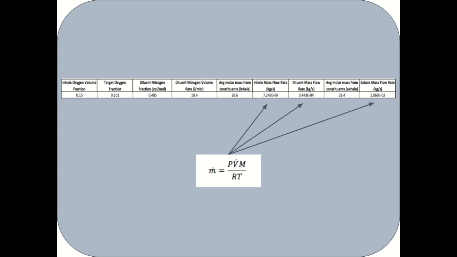The average molar mass of the gas mixture for the inhalation was found rather simply by considering the molar mass of the oxygen and nitrogen and the percent composition of the mixture for both gases. The inhale mass flow rate, diluent mass flow rate, and exhale mass flow rate were all calculated using the ideal gas law in the form of the mass flow rate equals the measured pressure times the volumetric flow rate times molar mass, all divided by the gas constant times the measured temperature.